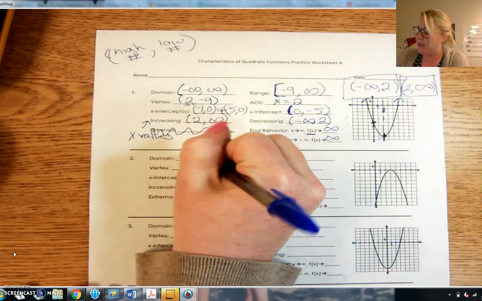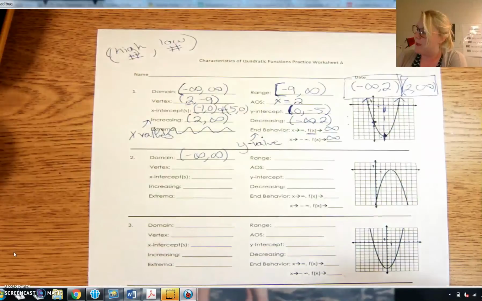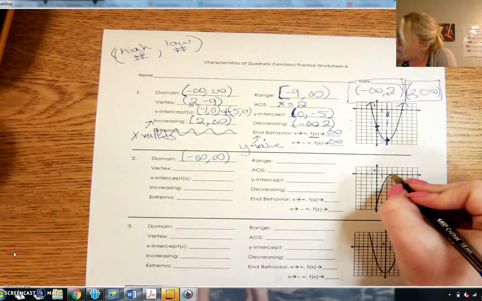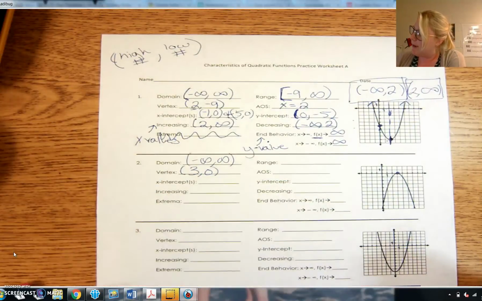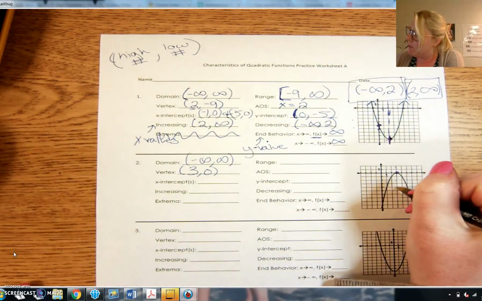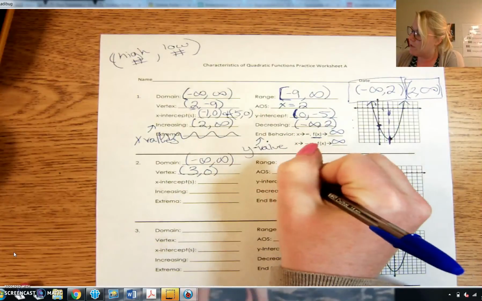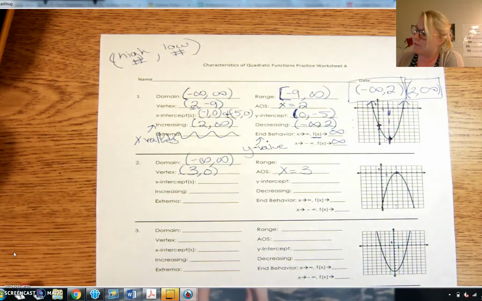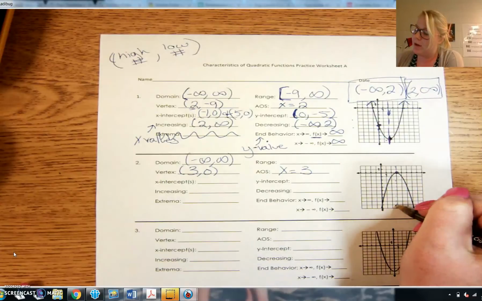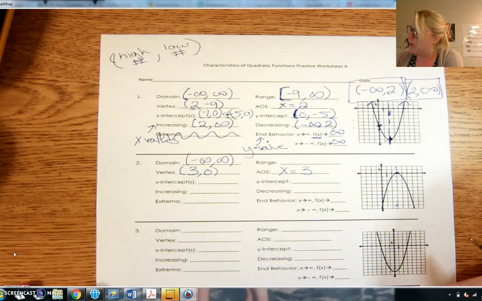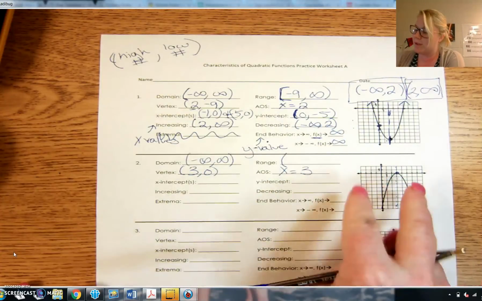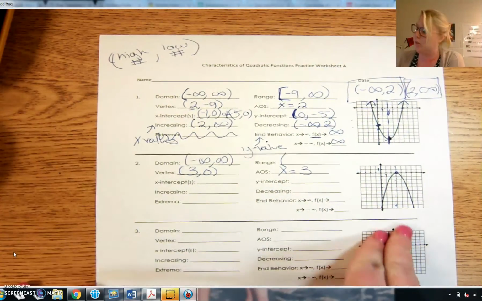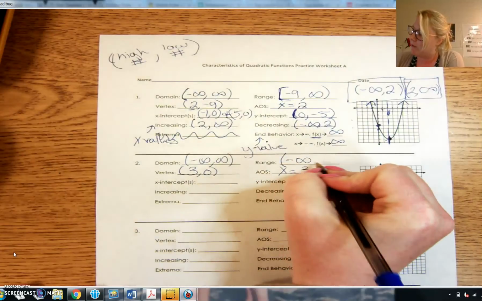All right, number 2. My domain is always negative infinity to positive infinity. My vertex here is 3, 0. My axis of symmetry then is where I fold it. So that's x equals 3. Because if I fold it where x is 3, they'll be the same. Right? My range. What's the lowest number I can go? Well, it's going down forever. So the lowest I can go is negative infinity.